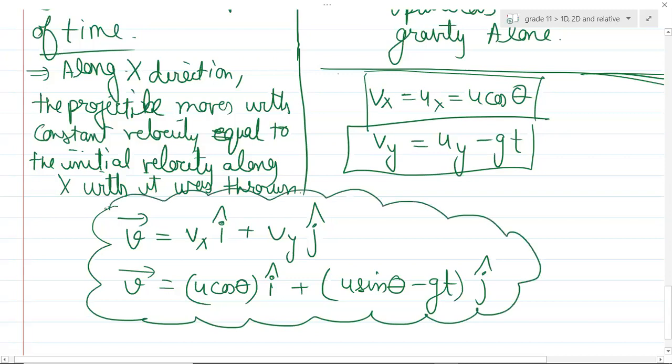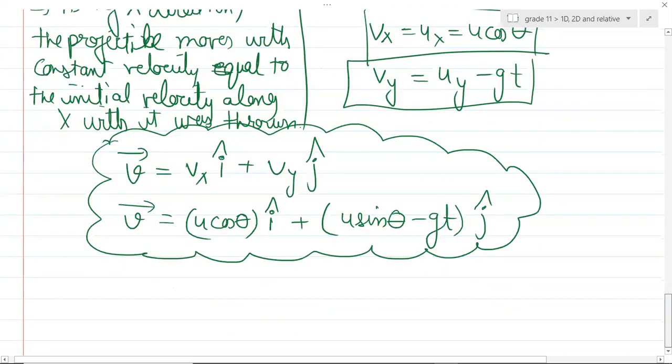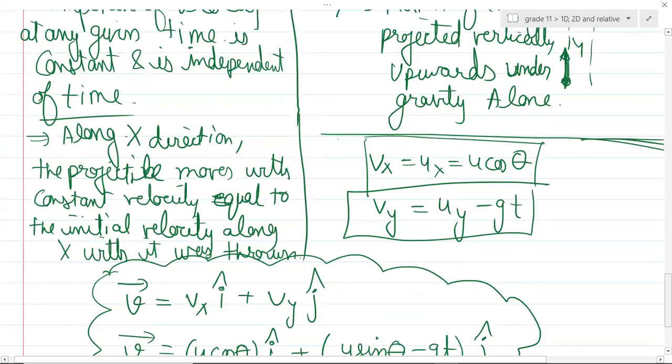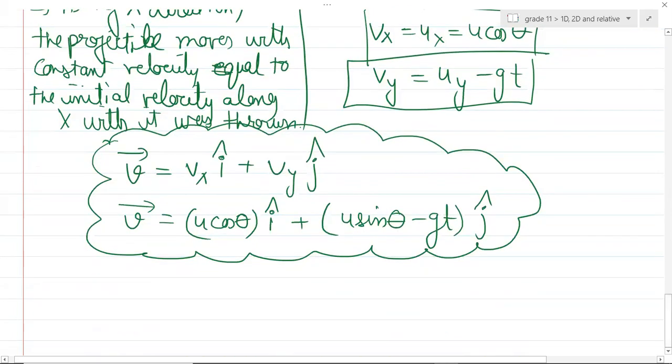This will be used for competitive purposes later. But why aren't we including k cap? Because it's motion in 2 dimensions. If it were motion in 3 dimensions, then you would have included k cap.